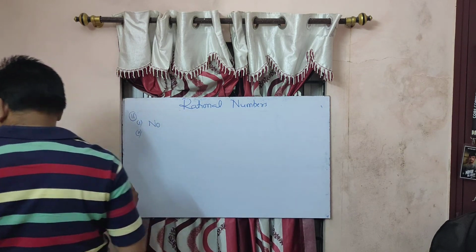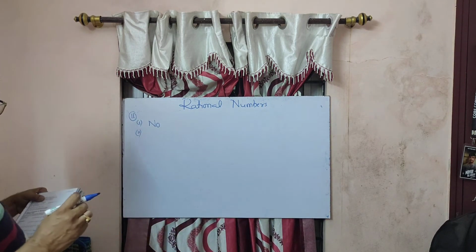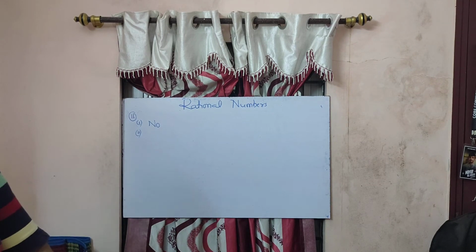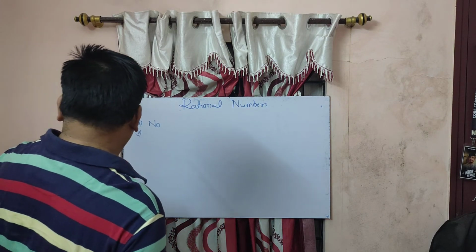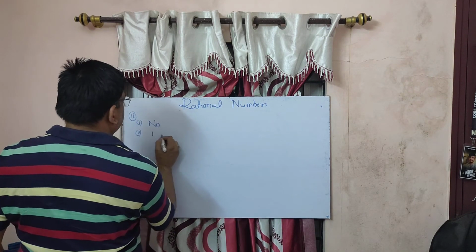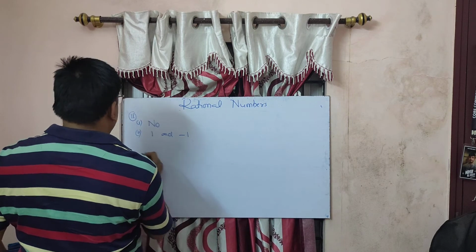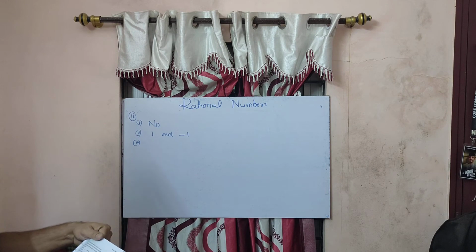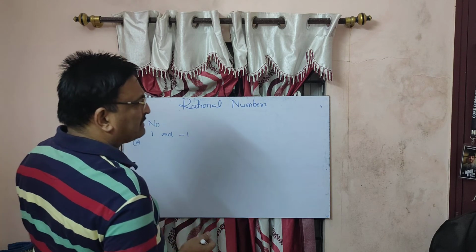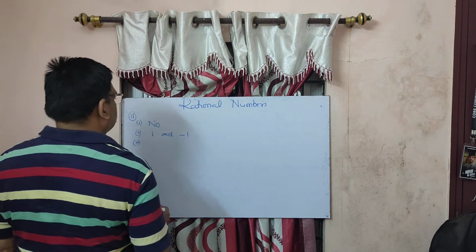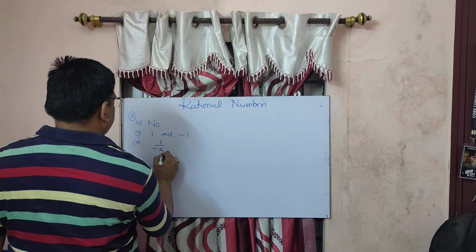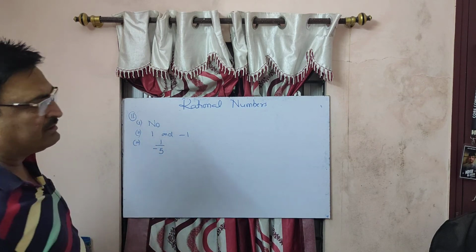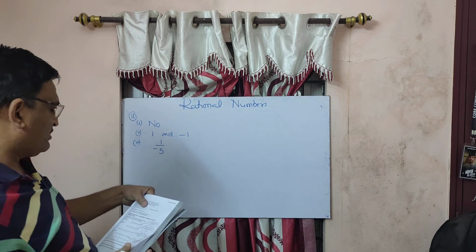What is the second one now? The numbers dash and dash are their own reciprocals. Just now we have done it: 1 and minus 1. Okay, now the third one. The reciprocal of minus 5 is 1 upon minus 5. The reciprocal of 1 upon 5 is minus 1 upon 5.